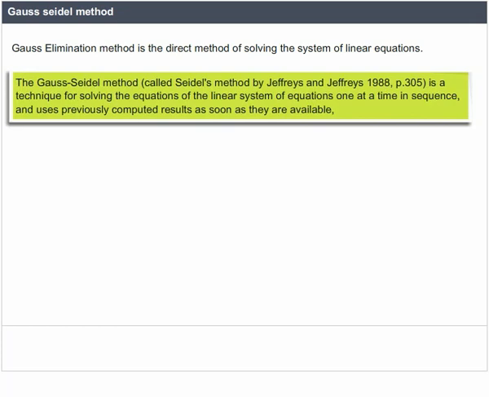Gauss-Seidel method. The Gauss elimination method is the direct method of solving a system of linear equations. The Gauss-Seidel method, called Seidel's method by Jeffreys and Jeffreys 1988, p. 305, is a technique for solving the equations of a linear system of equations one at a time in sequence, and uses previously computed results as soon as they are available.